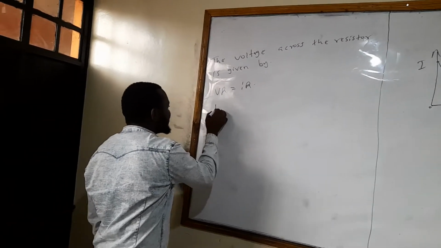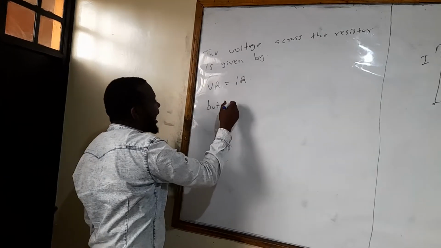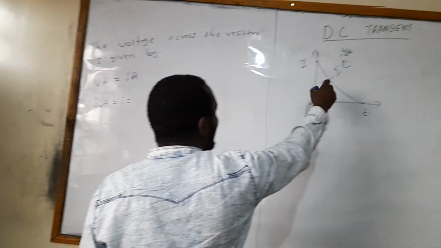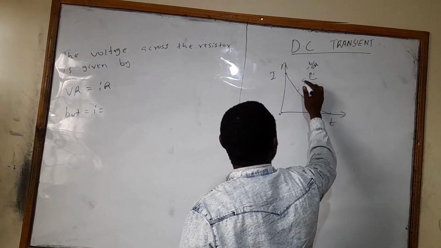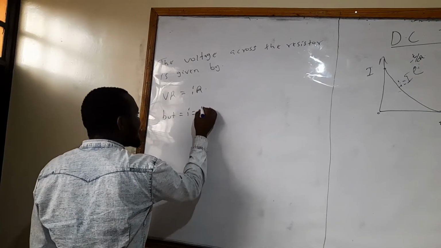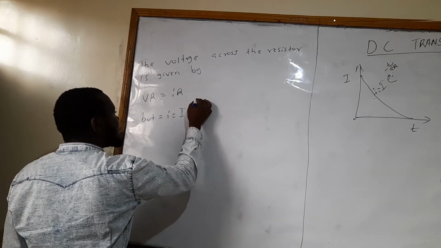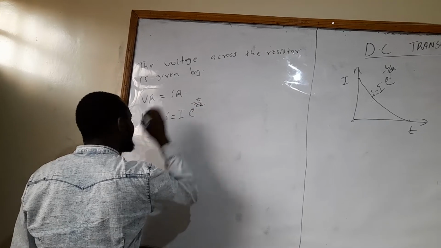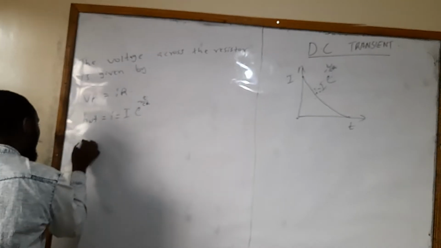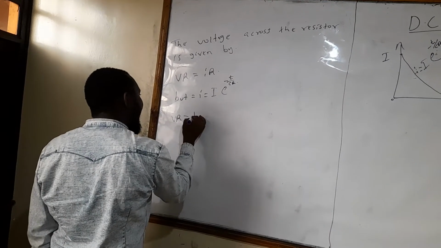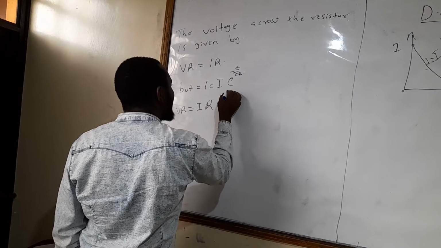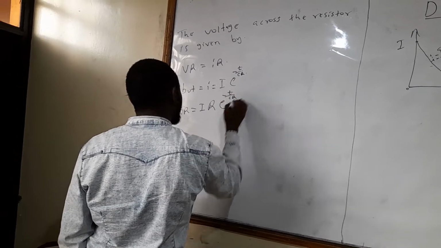But we know that I is equal to I e power negative t over CR. Therefore, take this one and replace here. What are we going to have? We are going to have VR is equal to IR e power negative t over CR.